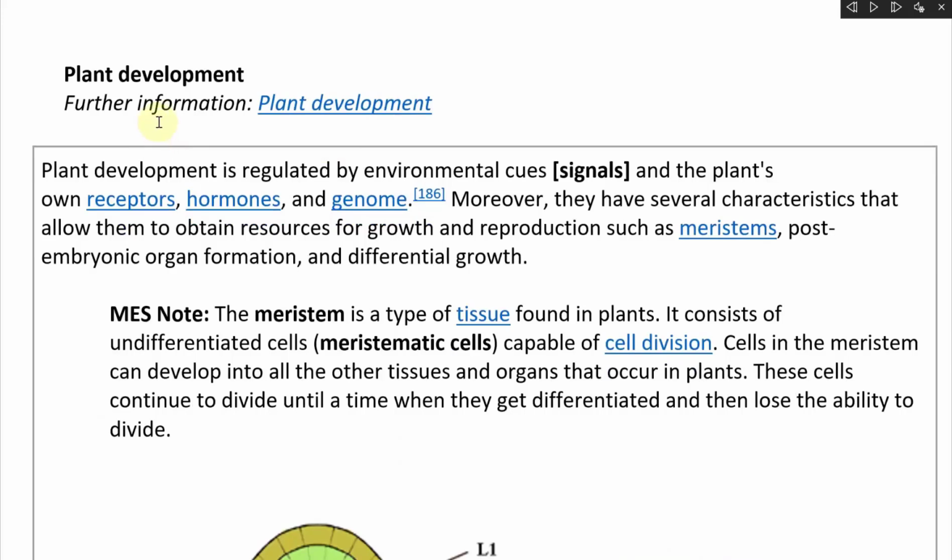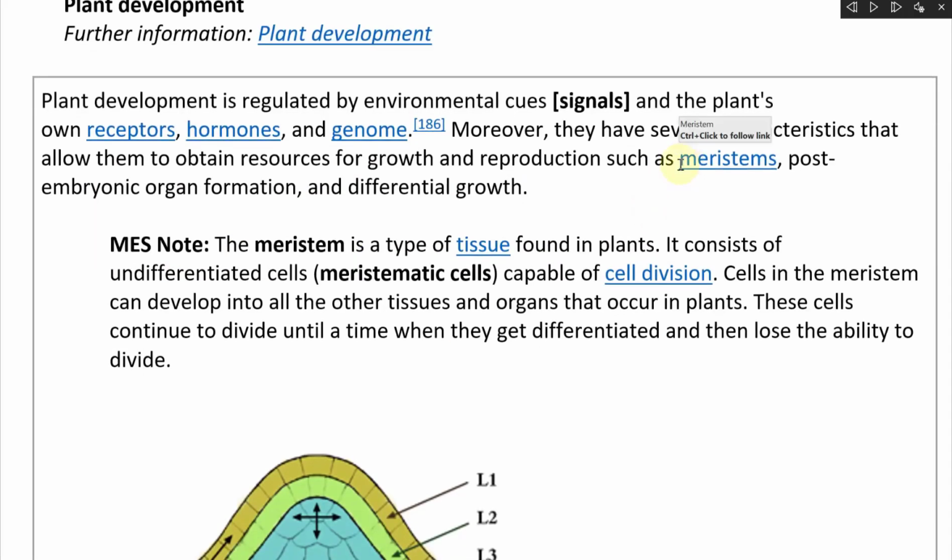Plant development, and for further information, you can read up on plant development in the individual Wikipedia article. Plant development is regulated by environmental cues or signals and the plant's own receptors, hormones, and genome. Moreover, they have several characteristics that allow them to obtain resources for growth and reproduction, such as meristems.